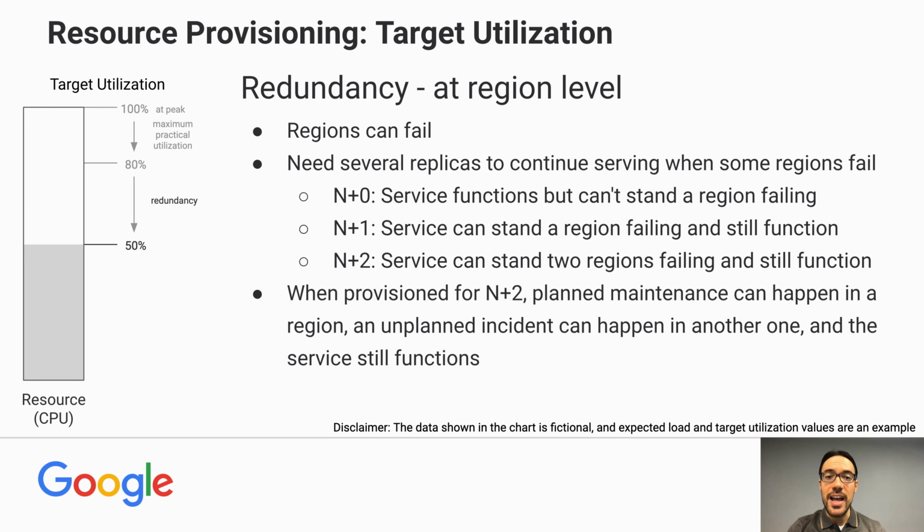Provisioning for n+2 has nice implications on reliability. Planned maintenance can happen in a region, which brings the service to n+1, and still the service can stand an unplanned incident in another region, which would bring it to n+0 but not cause an outage. At that point, the priority would be to mitigate or resolve the unplanned incident as fast as possible, or to finish or revert the planned maintenance work to bring the service back to n+1 as soon as possible. Otherwise, any other region suffering an incident would cause a user-facing outage.